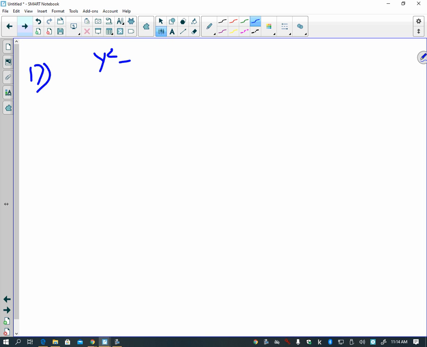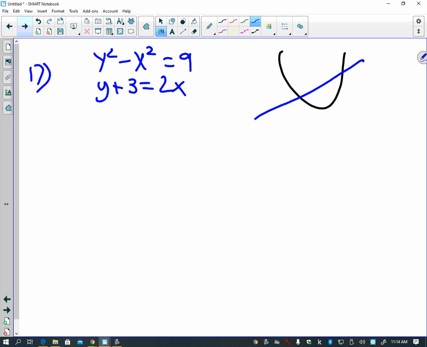17. Y squared minus X plus 3 equals 2X. So this is a line and a hyperbola. It would be something like this. So there should be two solutions here.